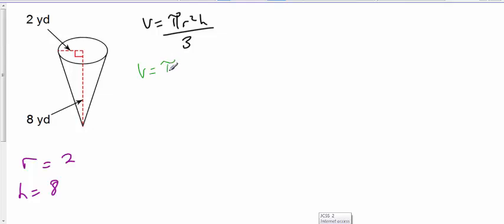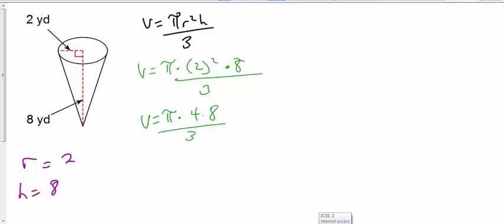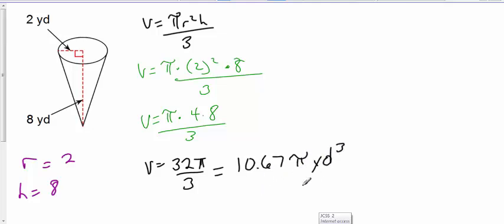So volume equals pi times 2 squared times 8 all over 3. Well, volume equals pi times 4 times 8 all over 3. Now, 3 will not go into 4, and 3 will not go into 8, so we need to go ahead and multiply this out. So that is 32 pi divided by 3. Okay? And we can go ahead and convert 32 divided by 3 into a decimal, and we're going to write it to 2 decimal places. So 10.67 pi cubic yards.